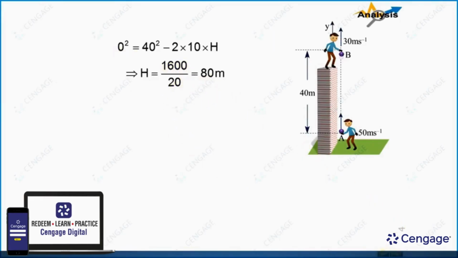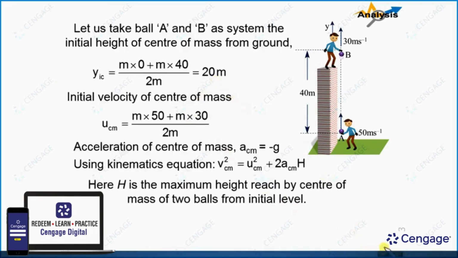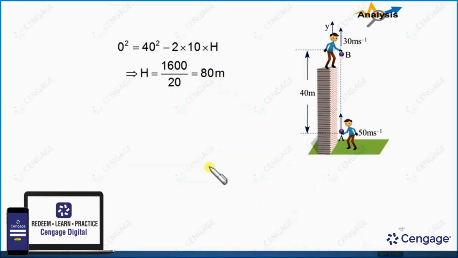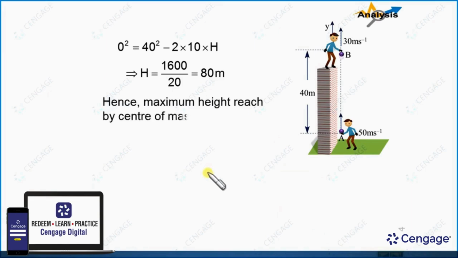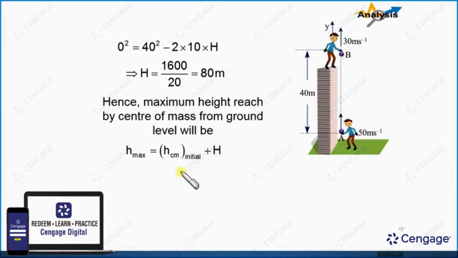And we know the initial height of the center of mass, that is 20 meter. So we can write the maximum height reached by the center of mass as initial height plus capital H. So this is equal to 20 plus 80, that is equal to 100 meter. So the maximum height reached by the center of mass should be equal to 100 meter.